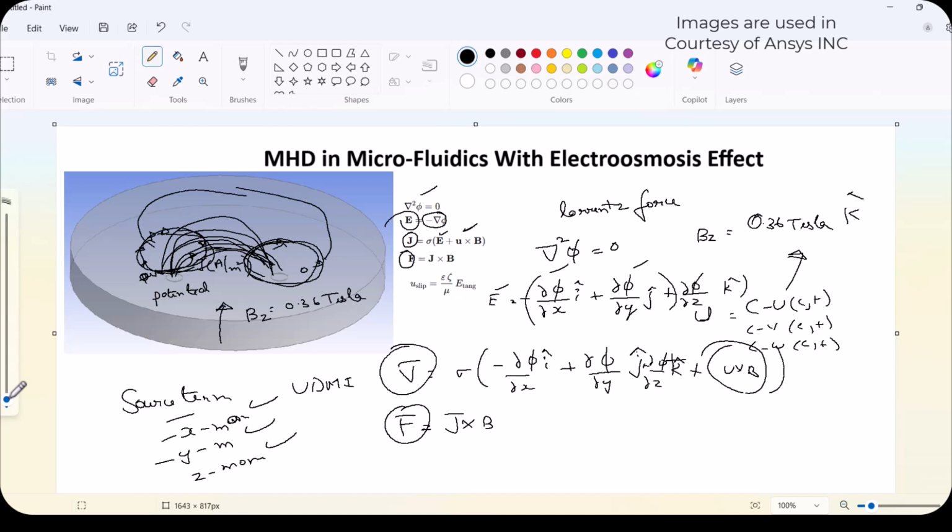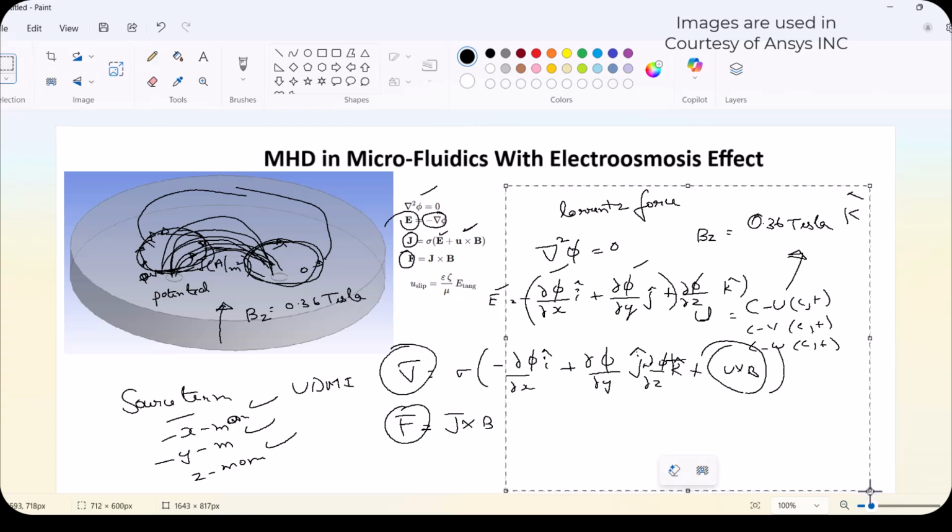Now what this U slip is, this is the electro-osmotic slip. I'll just delete these things.